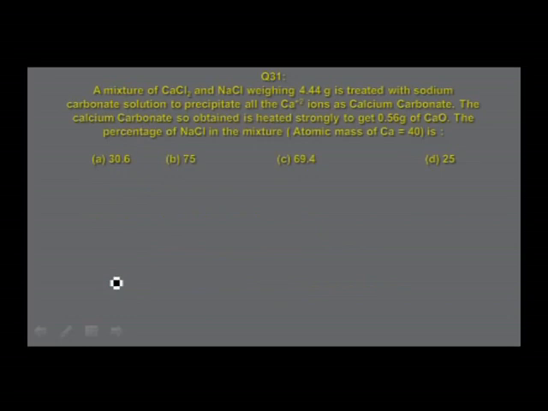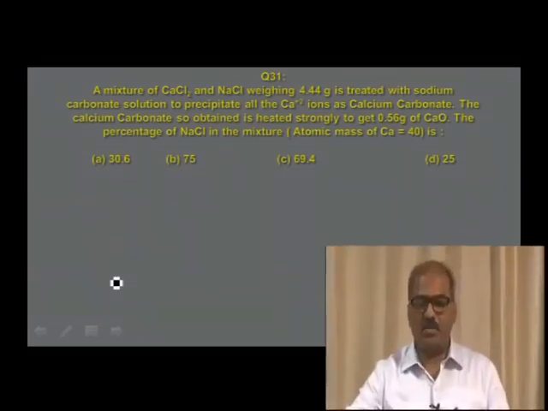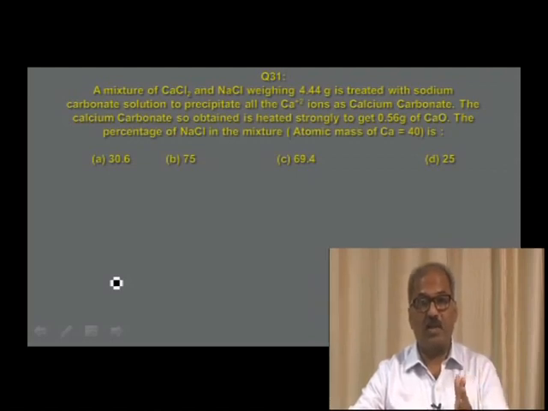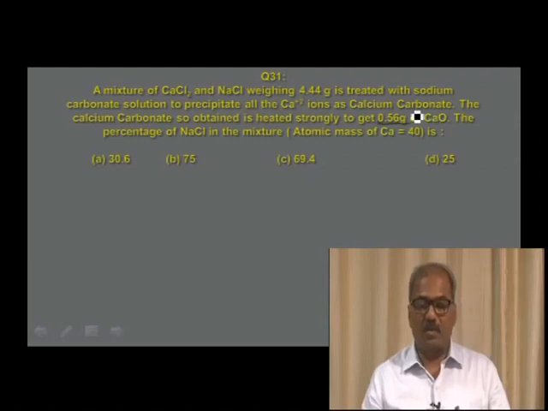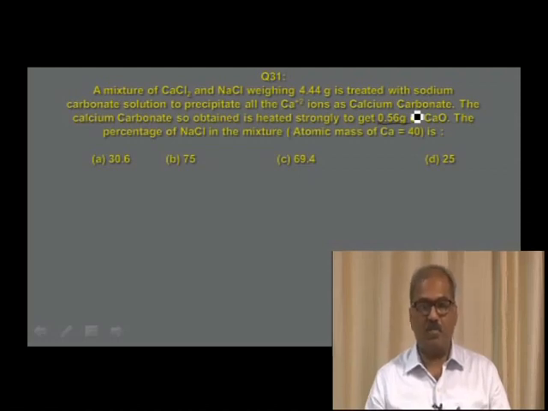Another interesting question. A mixture of calcium chloride and sodium chloride weighing 4.44 gram is treated with sodium carbonate solution to precipitate all the calcium ions as calcium carbonate. Ca2 plus ion in the calcium chloride is converted to calcium carbonate. The calcium carbonate so obtained is heated strongly to get 0.56 gram of calcium oxide. Calcium carbonate on heating decomposes to give calcium oxide, and the mass of calcium oxide formed is given as 0.56 grams. The percentage of sodium chloride in the mixture, with atomic mass of calcium as 40, is option A 30.6, option B 75, option C 69.4, option D 25.